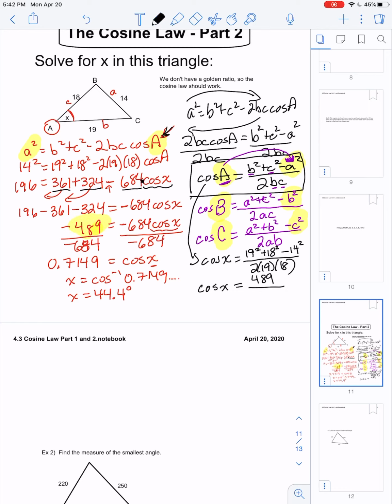And then on the bottom, 2 times 19 times 18, well, that equals 684. Well, where did we see that before? We saw it right here. So now x will equal cos inverse of 489 divided by 684. And that's going to equal, we've already done it, 44.4 degrees.